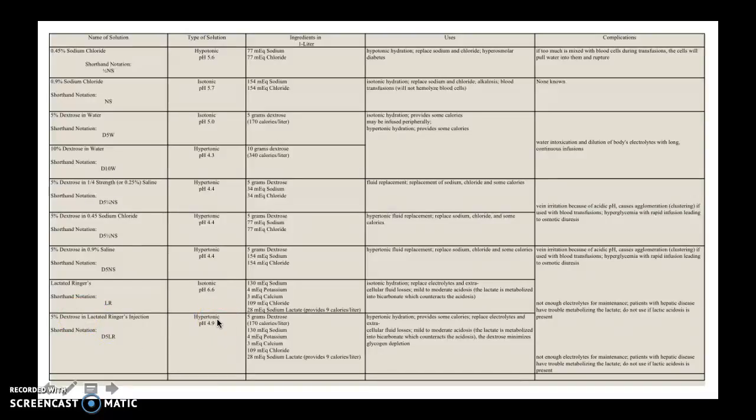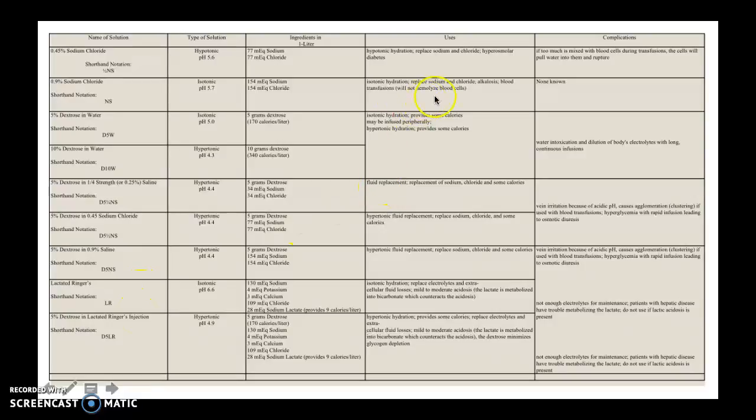I just want you to have an understanding of the concept of the categorizations of fluids. And if you can be familiar with these more commonly used ones, you'll know when you get into the unit what people are talking about. If they say, go get me some D5W, you know what they're talking about. Or some normal saline is what they'll say.